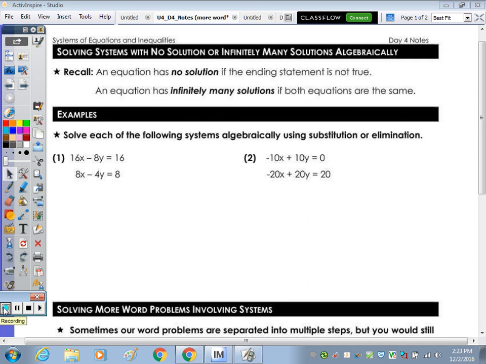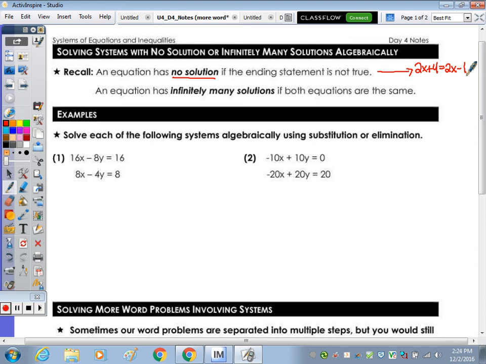If you look at the top of the page, it says to recall that an equation has no solution. It's in bold if the ending statement is not true. From a previous unit, I don't remember which unit it was, and this was also on the last algebra set. Say we have not a system, but let's go back to something we've already done. So say the equation was 2x plus 4 equals 2x minus 1.